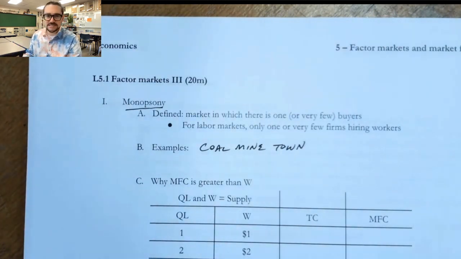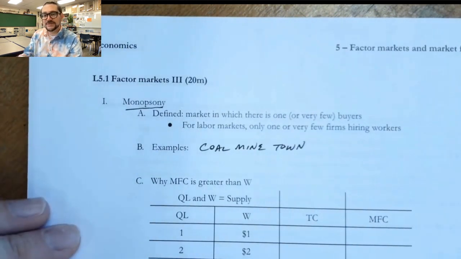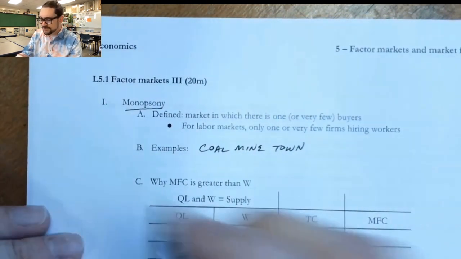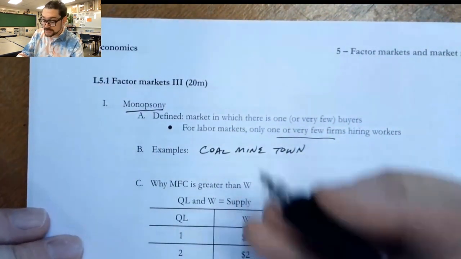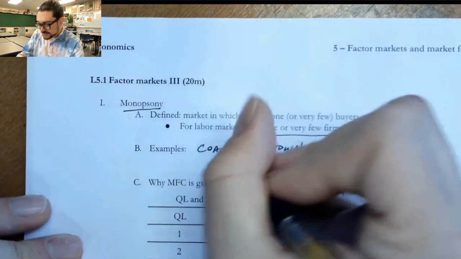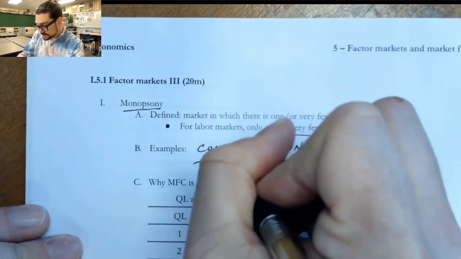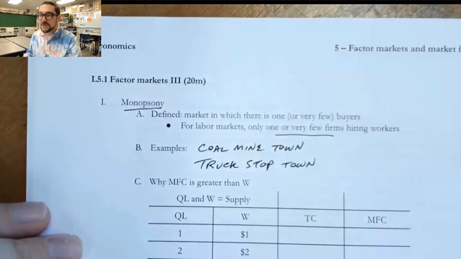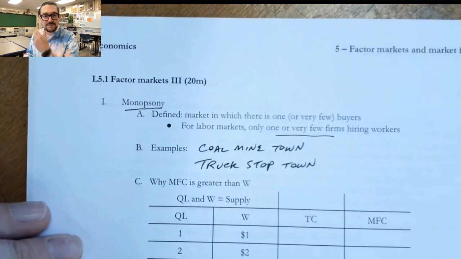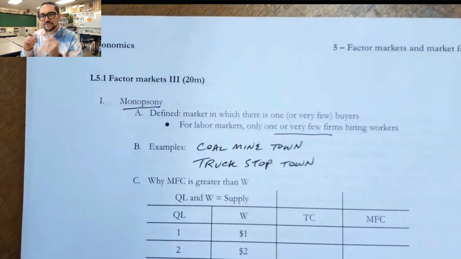There aren't that many of those kinds of towns anymore. But what is actually relatively common are labor markets where there's only one or two firms, very few firms, that are hiring a certain subtype of workers. That would be something like maybe a truck stop town where there's only a handful of employers, right? You've got maybe one or two fast food restaurants, maybe a gas station. And so if you have a very small number of buyers of labor in that particular labor market, they start to take on these monopsonistic distortions. And again, we're going to see what that looks like in just a second.